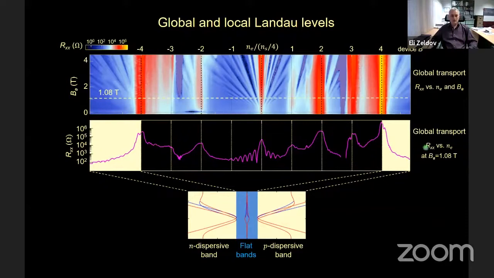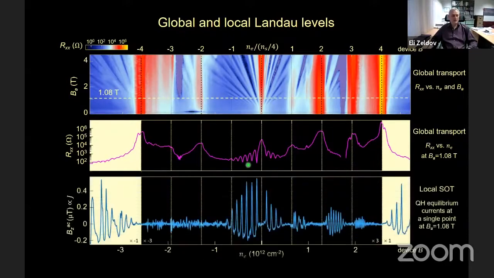But now, this is a global measurement. We can do the same measurement locally at a specific position. If we park our tip somewhere and do this measurement, this is what we see. These peaks, as we've seen previously, each peak means that an incompressible region has passed under our tip. So you see that the Landau levels are fully developed locally, whereas globally you cannot see them unless you go to much higher fields.